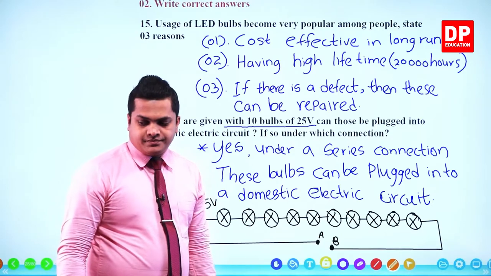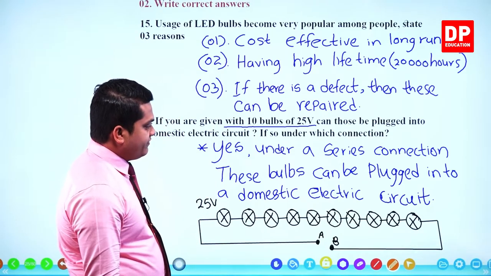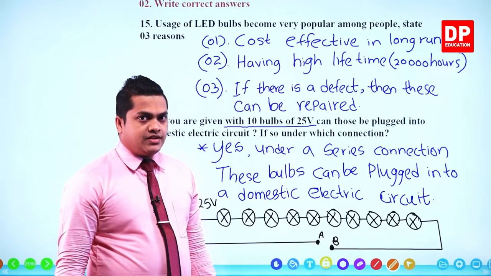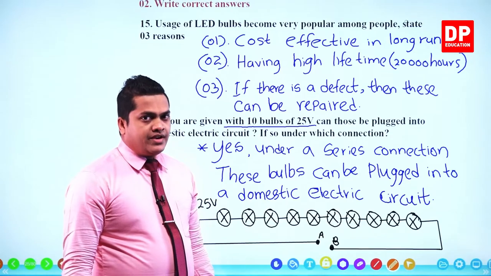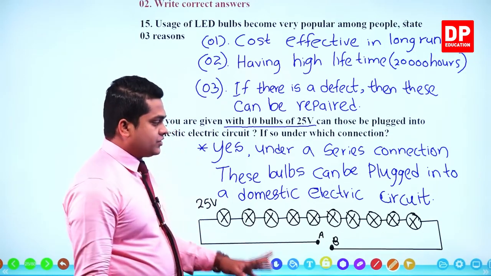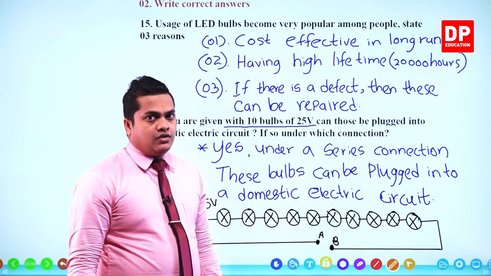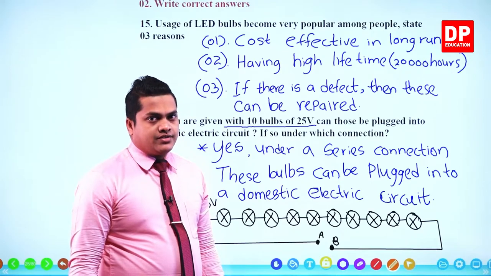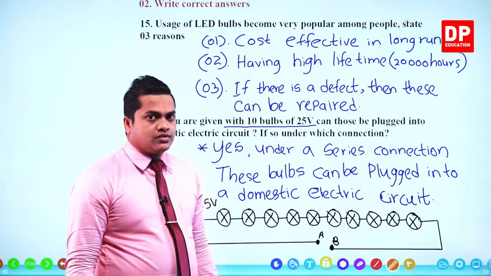Right then. So my dear children, this is the way of connecting these bulbs into a domestic electric circuit. One bulb is having only 25 volts. But however, collectively in a series connection, they're going to consume all 230 volts of domestic electricity without any trouble. This is how the series connection works.